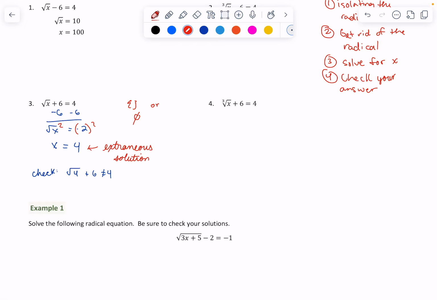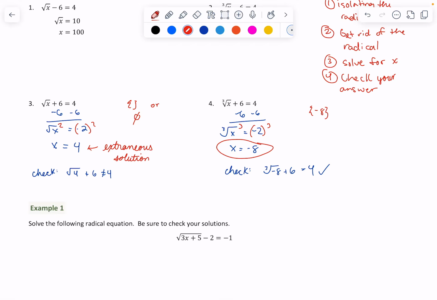Okay, let's do the next one. Same idea, we subtract by 6, get the cube root of x equals -2, cube both sides, and get x equals -8. When we check this, it works out because the cube root of -8 plus 6 does in fact equal 4. So that is our solution.